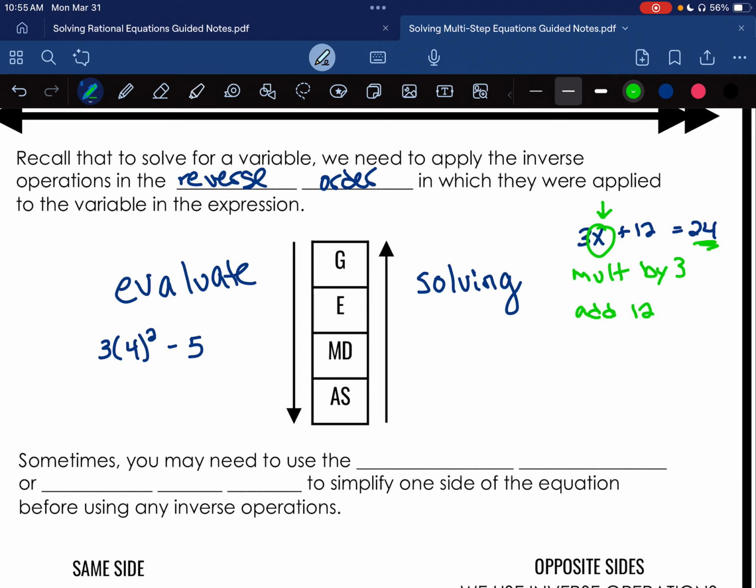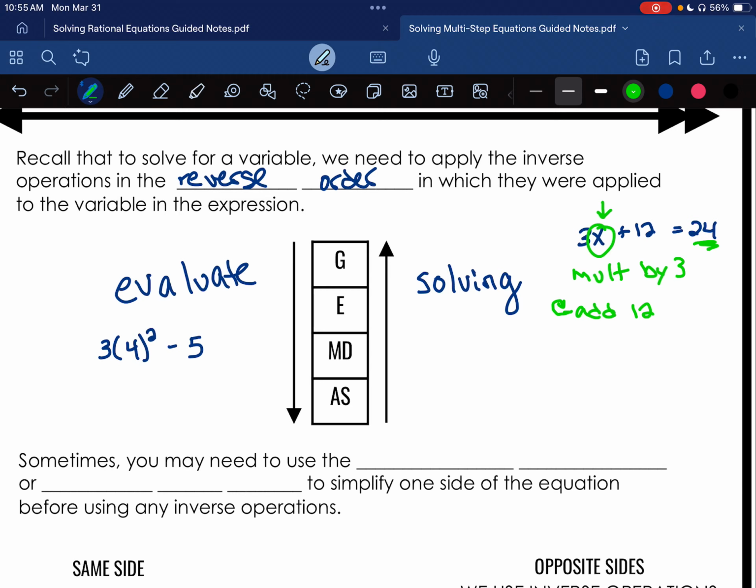So I would try to reverse this, my little undo symbol, adding 12, which would be by subtracting 12. And then I would be able to undo multiplying by 3 by dividing by 3. And then that's how I would get the number I started with by itself. So that's why we have to do things in the reverse order.